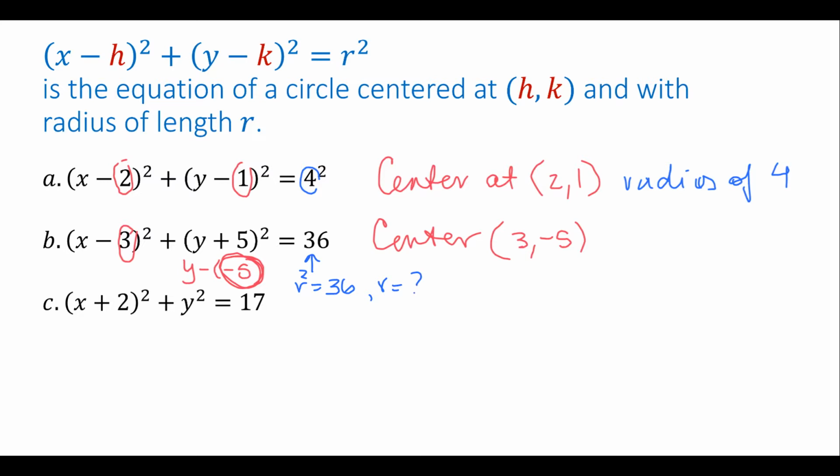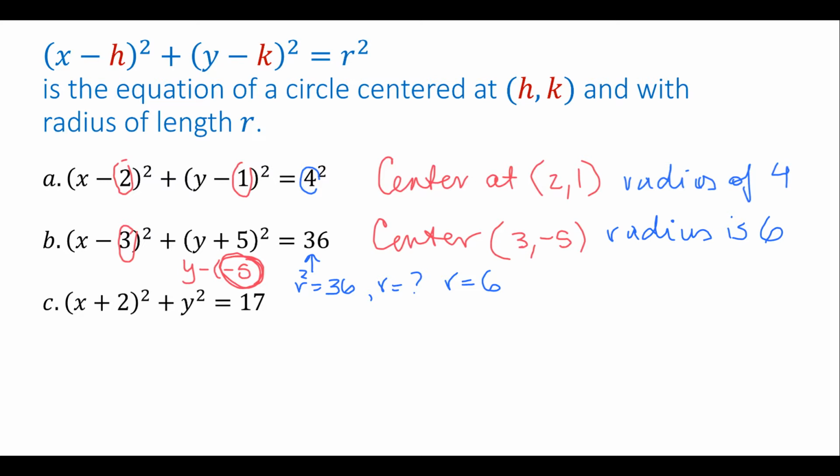Well, it has to be 6 because we would take the square root of both sides. We don't pay attention to the negative because r is a distance and it cannot be negative. But in this case, if I do square root the 36, r is going to end up being 6. So in my second case, the radius is 6.